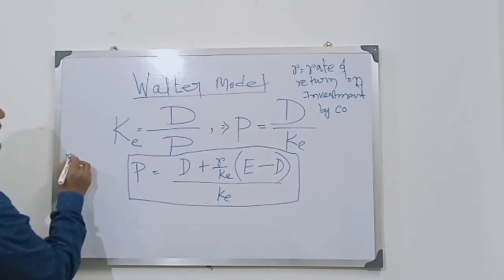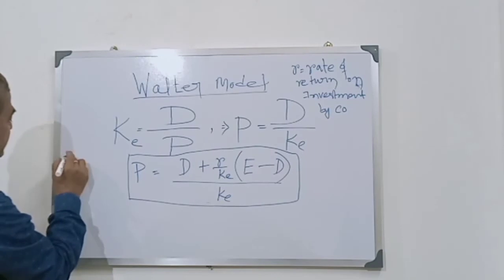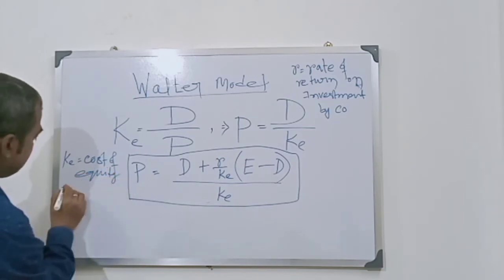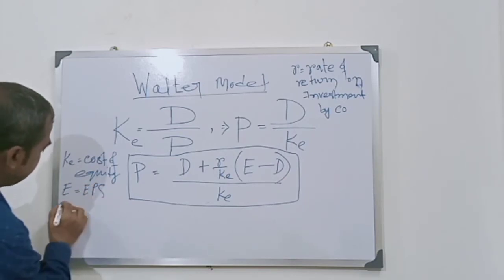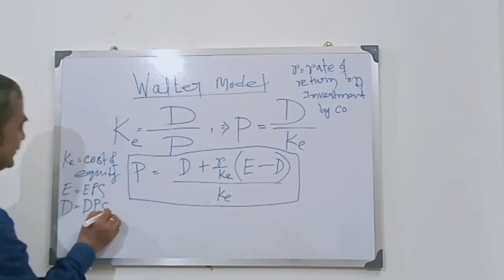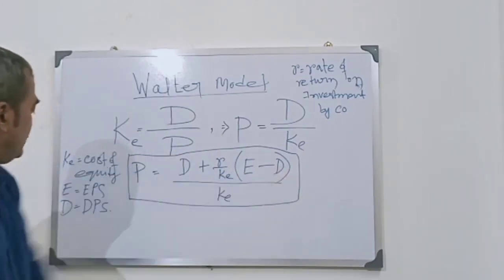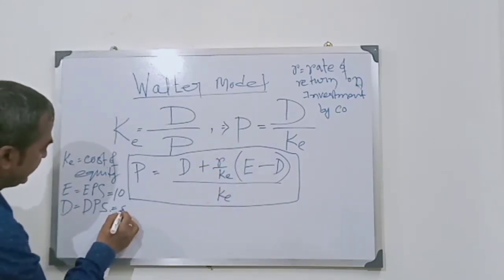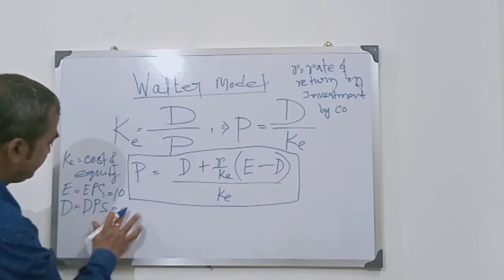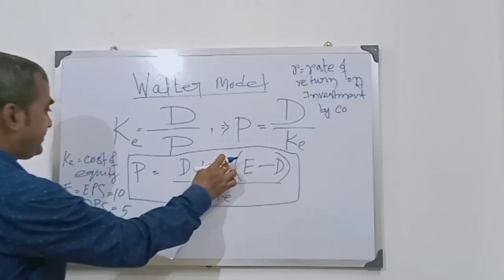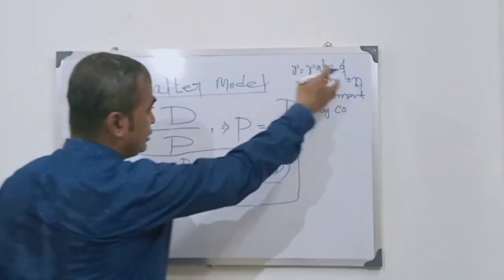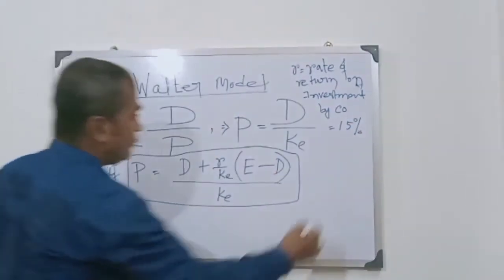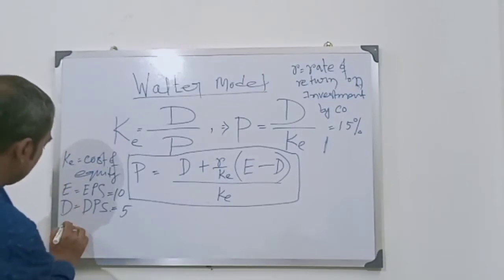Now suppose R is equal to the rate of return on the investment. K is the cost of equity. E is the EPS, earning per share. D is the DPS, dividend per share. Now, say earning per share is ₹10. Now the dividend per share is equal to say 8. I take first as 5. Rate of return on investment by the company is equal to say, and cost of equity KE is equal to 10%.